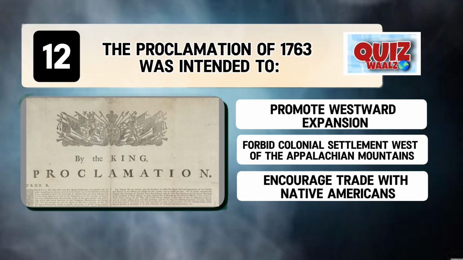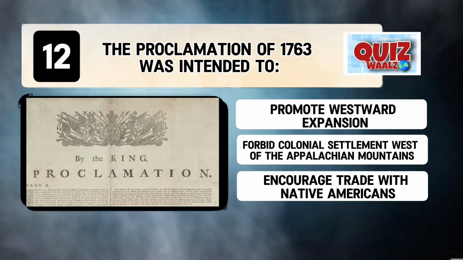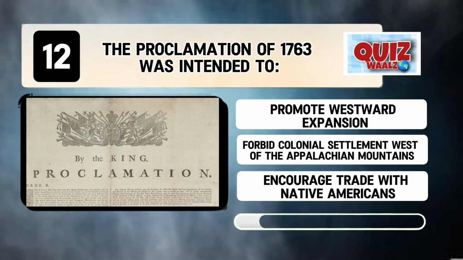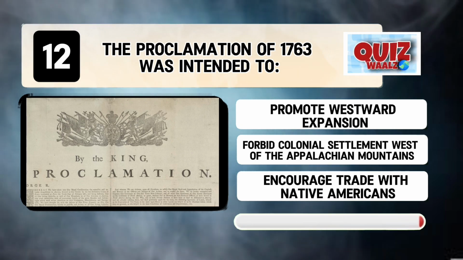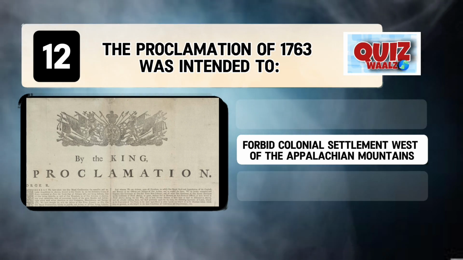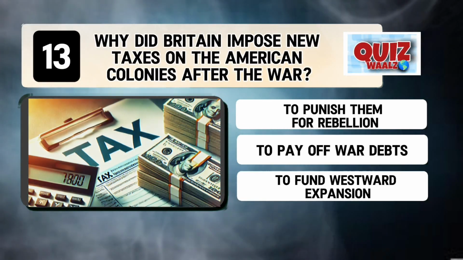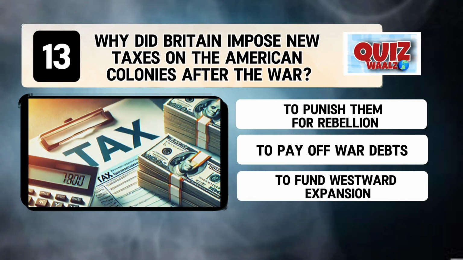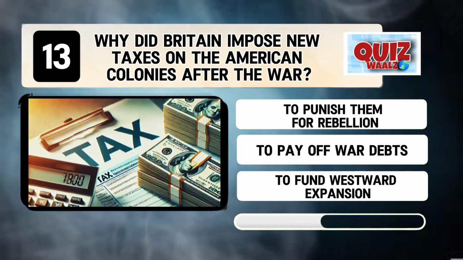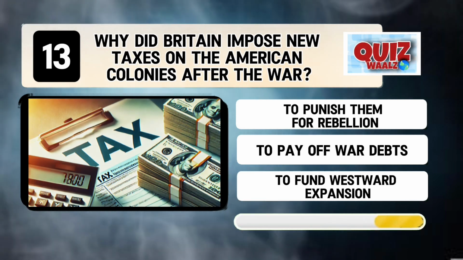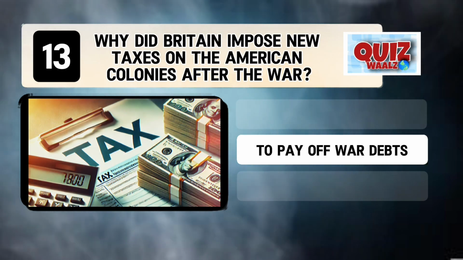Question 12. The Proclamation of 1763 was intended to A. Promote westward expansion, B. Forbid colonial settlement west of the Appalachian Mountains, C. Encourage trade with Native Americans. It was to forbid colonial settlement west of the Appalachian Mountains. Question 13. Why did Britain impose new taxes on the American colonies after the war? A. To punish them for rebellion, B. To pay off war debts, C. To fund westward expansion. The taxes were to pay off war debts.